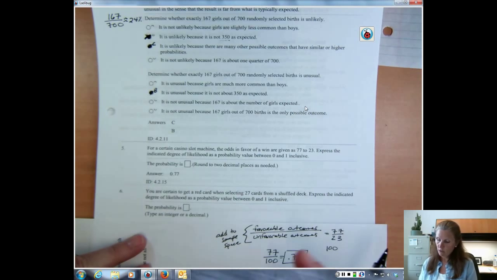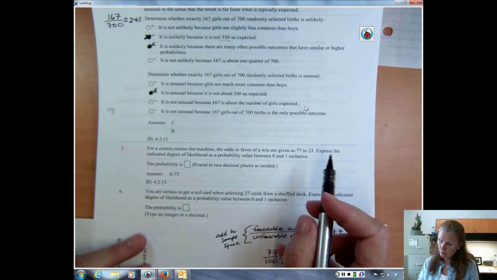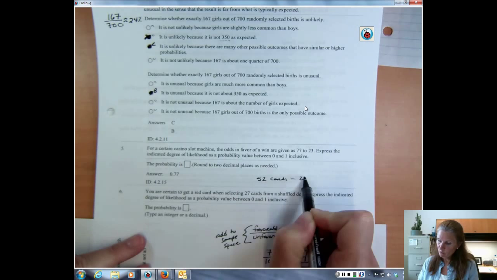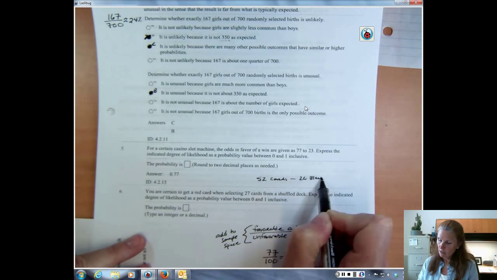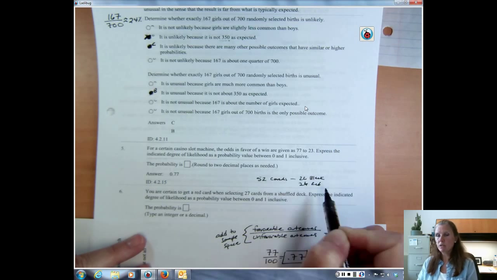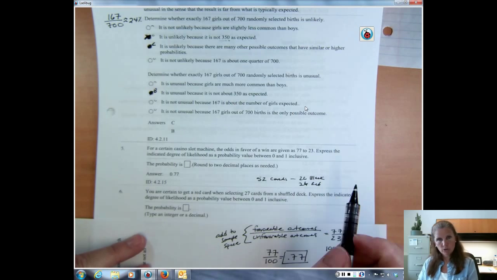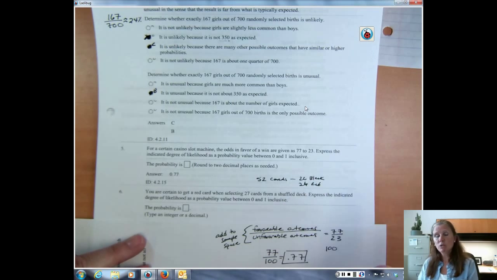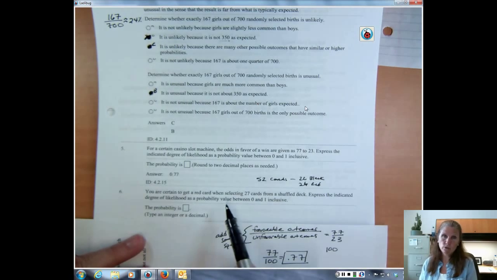Why is that? Well, there's 52 cards, and there's 26 black and there's 26 red. So it would be really, really unlikely for you to draw 26 cards and have them all be black, but it's possible. But when you draw the 27th card, it is no longer possible because you've used up all the black ones. You're going to have to get a red one. So that's what this is saying. You're certain to get a red card if you select 27 cards.